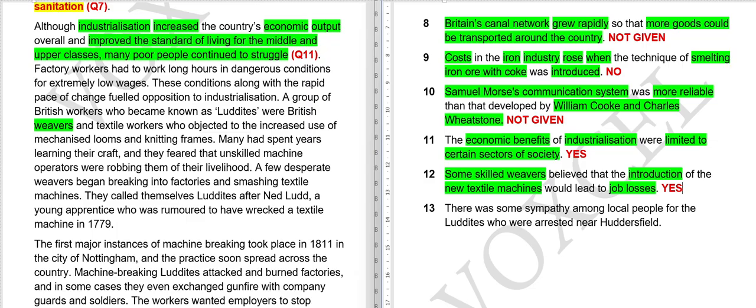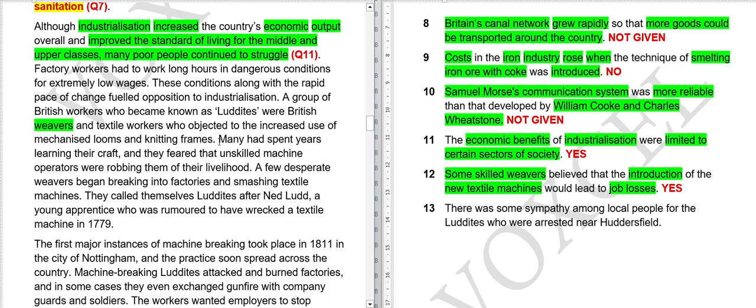And our answer is yes. I'll tell you why. If you were not able to arrive at the correct answer, don't worry. There is no need to worry. You should try to understand where you are lacking, why you were not able to tell me the correct answer, and how to read such words or sentences. So here we know these sentences give the opinion of the weavers. They're saying that a group of British workers, weavers and textile workers, objected to the increased use of mechanized looms and knitting frames.